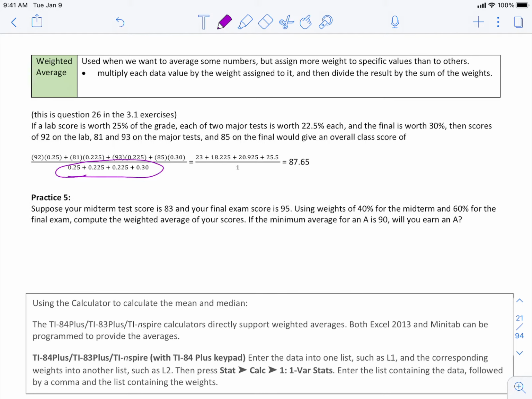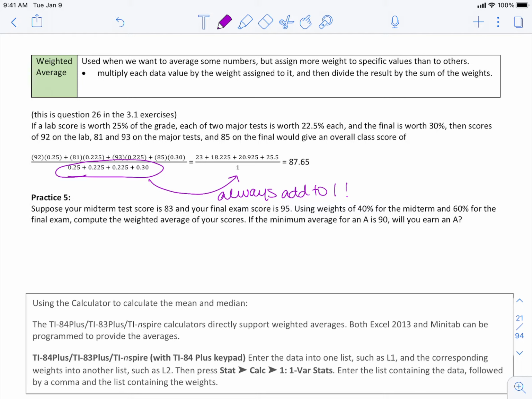Something to note, the total of these weights is always going to add to 1, okay? So really you're always dividing by 1, so we don't even need to stress about dividing by that, but that is where our formula comes from.